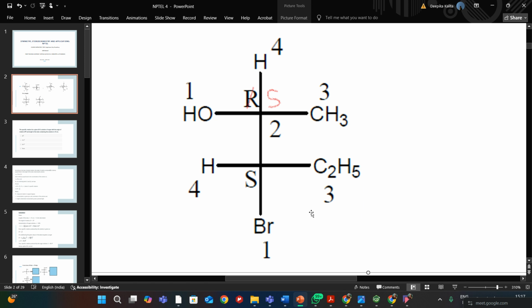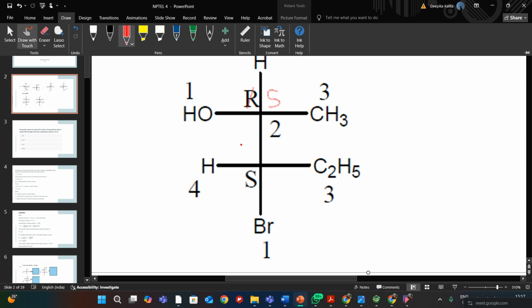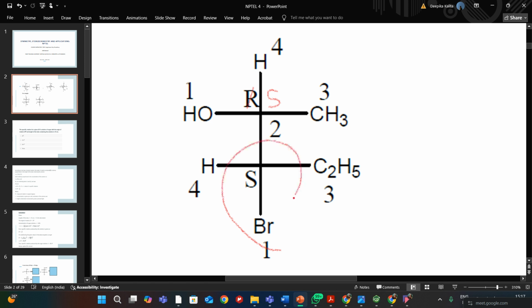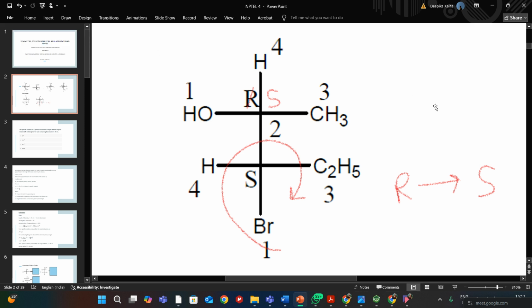But since the fourth priority substituent is present in the vertical line, the absolute configuration must be reversed. So although we are moving in clockwise direction, we will have to reverse R to S. Okay. So this is basically coming from the concept of Fisher projection, RS nomenclature.